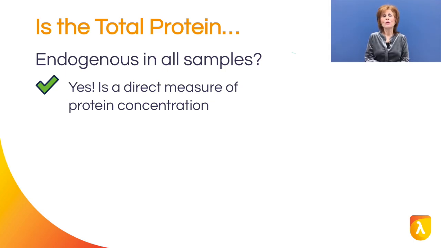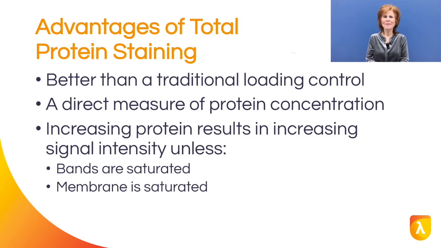If we review the qualities of an accurate internal loading control and compare them with this method, we see that endogenous proteins present in all samples is key in this approach. Total protein staining is a direct measure of the total amount of protein in each lane. There is no indicator internal loading control.